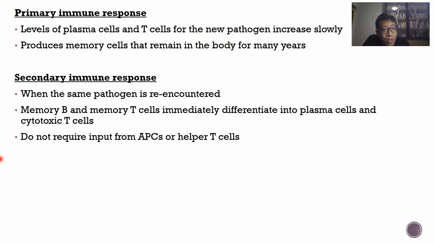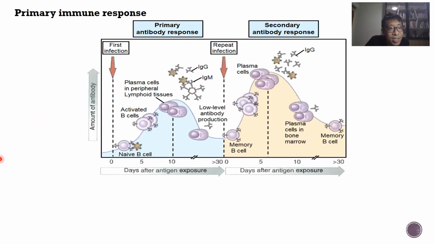So that explains why the activation and the secondary response for subsequent encounters of the same pathogen would be faster. There is no need for the interplay or the action of the other cells. The memory cells can straight away differentiate into the effector cells, straight away produce antibodies, straight away kill infected cells without the need for antigen presentation or cytokines from helper T cells.